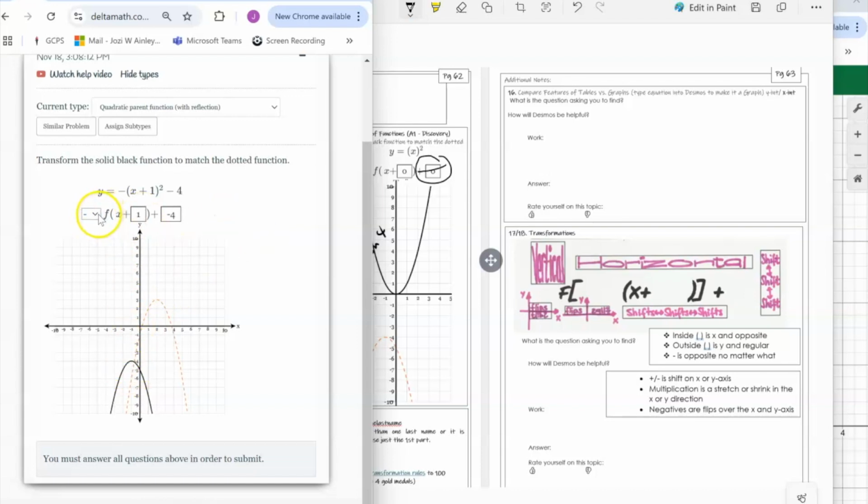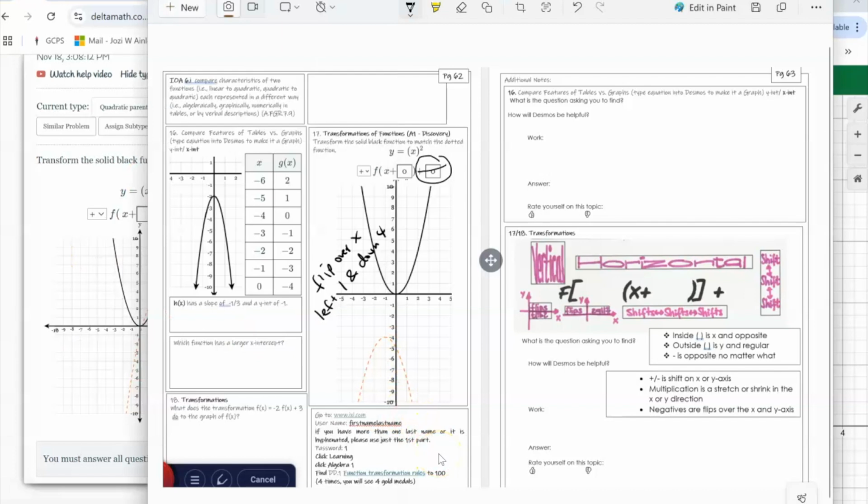Now let me reset this. Is there a way to reset this so I can actually do this question? I don't know if there's a way to reset it. Let's just delete. Let me see. All right, cool. Now I'm going to do this question. So the same thing here. This one would have been negative outside. Then it should have been f of x plus 1 and then minus 4. That's what the rule would be to get it from this solid to this dotted.